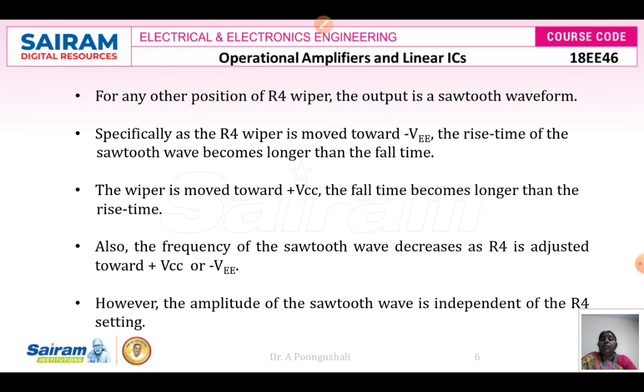Now we can see how we are going to get this. For the position of your R4 wiper, if it is moved towards minus VEE, then as we have seen, the rise time of the sawtooth waveform is going to be larger compared to the fall time. If the wiper is moved to plus VCC, then the fall time is going to become longer than the rise time. So we see that the frequency of the sawtooth waveform is going to decrease as your R4 is adjusted towards plus VCC or minus VEE. But the amplitude of the waveform is independent of your R4 setting. Thank you.